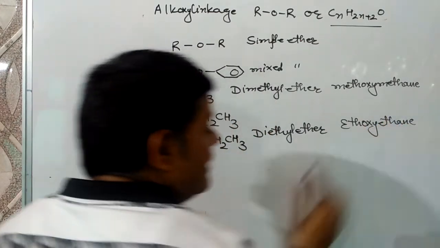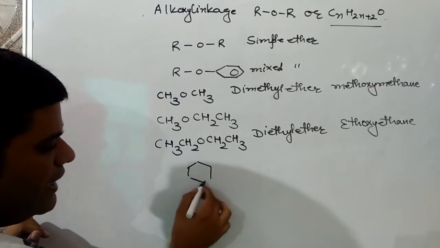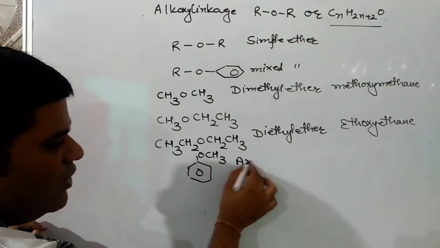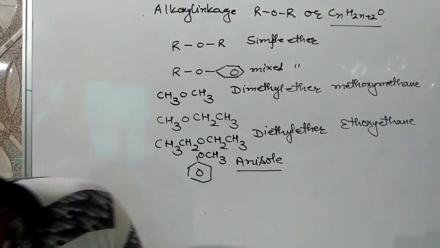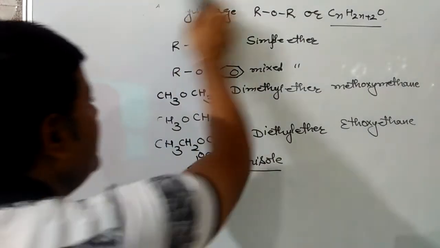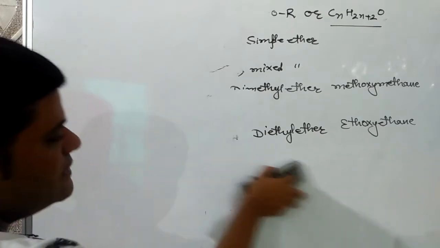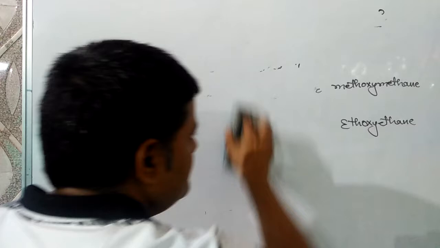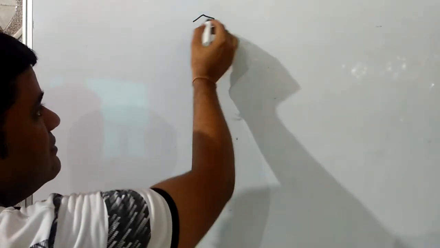Ethoxyethane. Now I am taking aromatic ethers, and the first one among these is anisole. Benzene having an OCH3 group on it is known as anisole, and the IUPAC name is methoxybenzene. And next is phenetole. Phenetole means benzene having an OC2H5 group on it. Phenetole has an ethoxy group attached on the benzene ring.